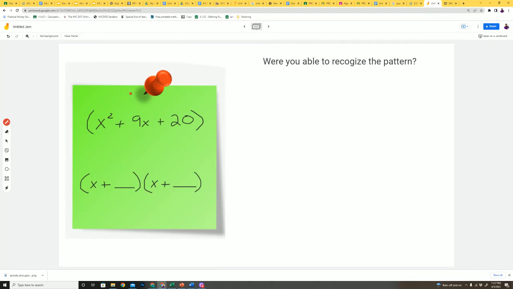Now, what if we were given just this, and we had to figure out what are these two terms? Well, we know we have to get two numbers that when you add them together will give you 9, and when you multiply them together will give you 20. So there's something we like to do that's called the x method. So we're going to draw out an x over here. And we're looking for two numbers. When you add them together will give you 9, and when you multiply them together will give you 20.